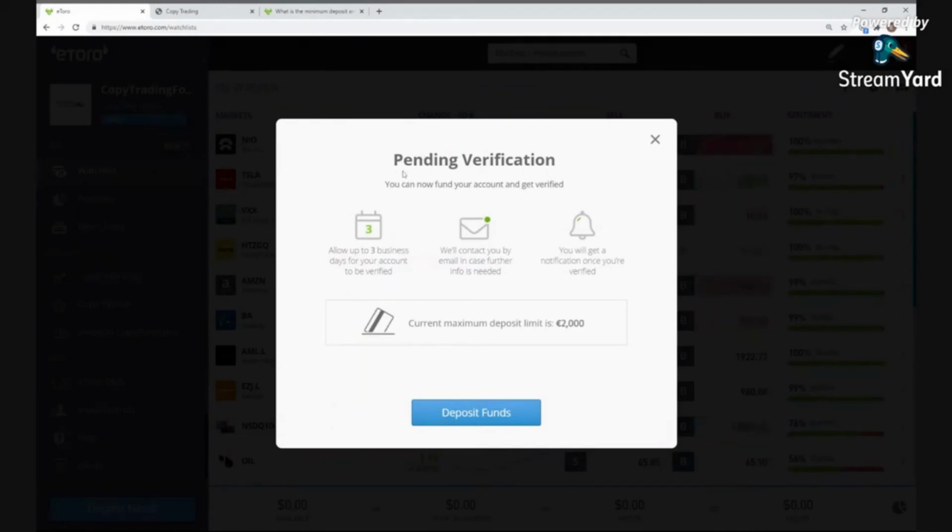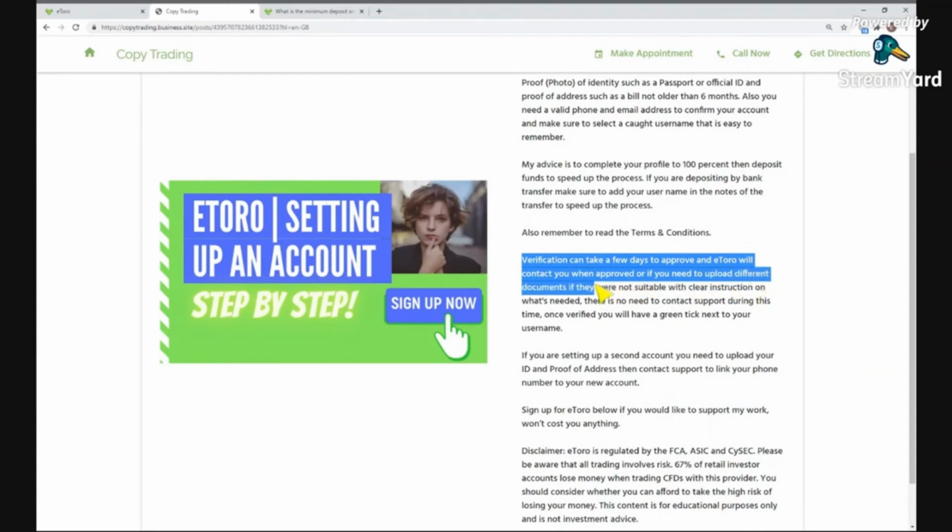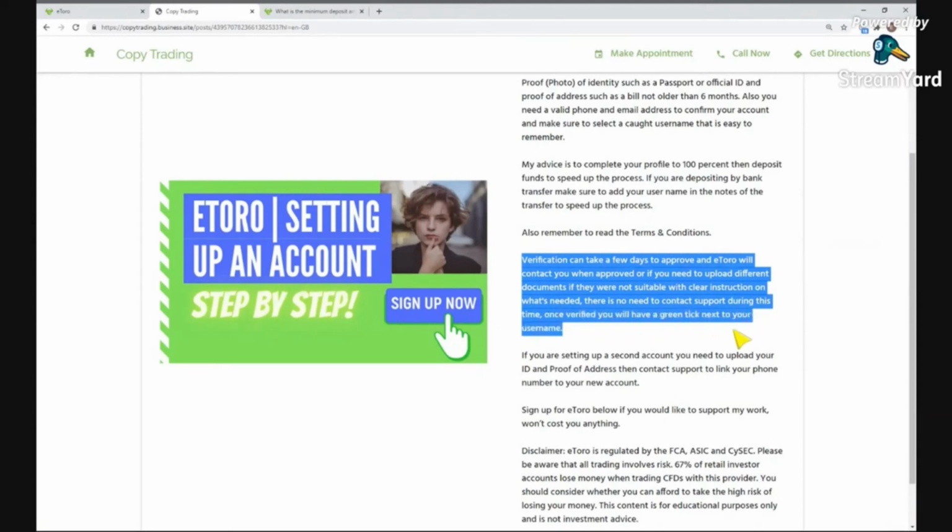So now eToro says that it can take up to a couple of days, a few days to get your account verified. But hopefully mine will be verified sooner than that because I already have an account linked to it. So verification can take a few days to approve and eToro will contact you when approved, or if they need you to upload a different document because it is not suitable, and they will give you clear instructions on what's needed. There's no need to contact support during this time. Once verified, you will see a green tick next to your username.